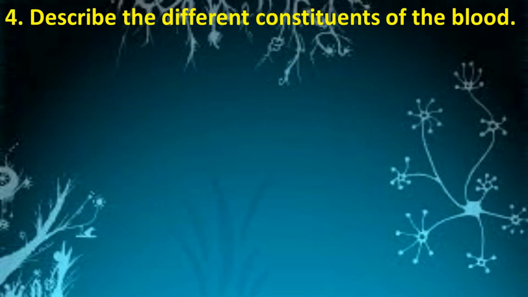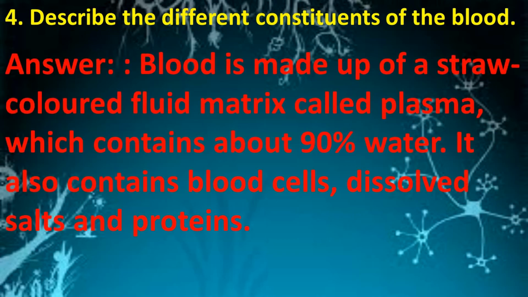Next question. Describe the different constituents of the blood. Answer is: blood is made up of a straw-colored fluid matrix called plasma, which contains about 90% water. It also contains blood cells, dissolved salts, and proteins.